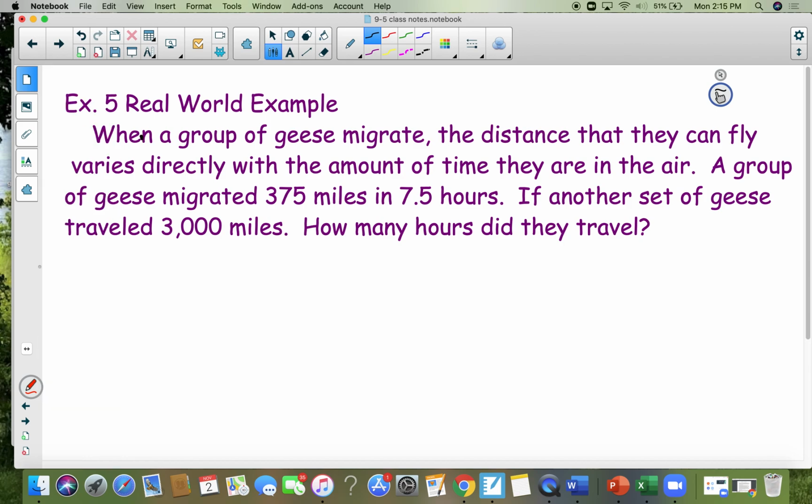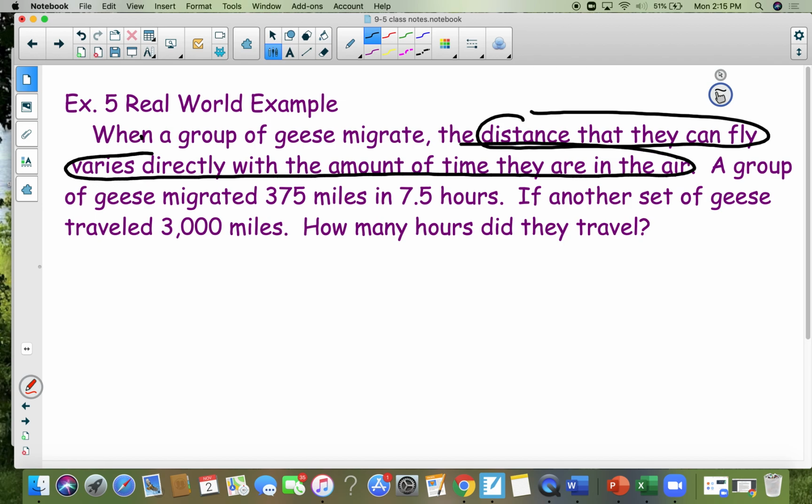And this is just a story problem, a real world example. So a group of geese migrate. The distance that they can fly varies directly with the amount of time in the air. So there's your sentence. The distance that they can fly, let's use this for D. Distance that they can fly varies, means equals. Directly means to multiply. You need a K in the problem, with the amount of time. So I'm just going to, D is equal to KT.